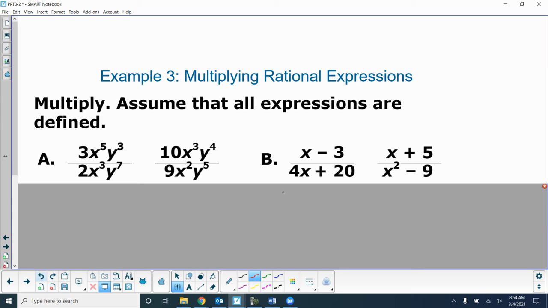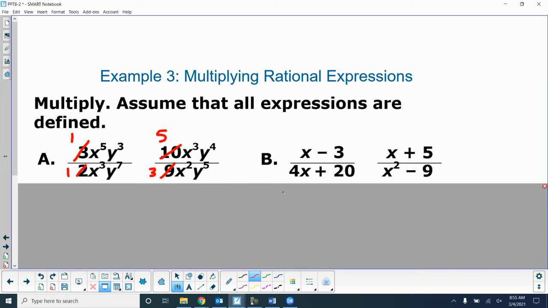What number goes into 3 and 9? 3, right? So how many times does 3 go into 3? 1. How many times does 3 go into 9? You were thinking of the 9, right? That's all right. You were thinking right about that. How many times does 2 go into 2? 1. How many times does 2 go into 10? 5.